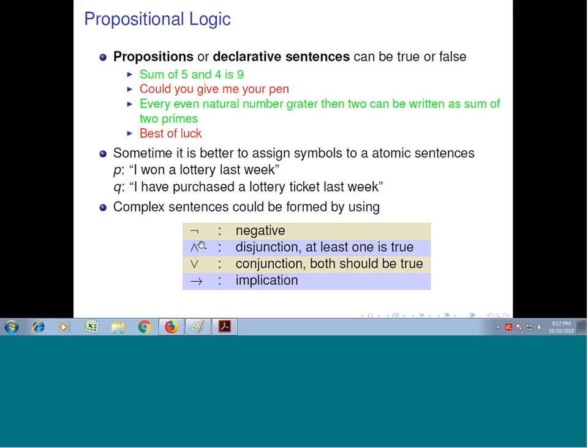You know what P or Q is? I won a lottery ticket last week, or I have purchased a lottery ticket last week. Both can happen, or at least one should happen. Implication: Q implies P means I have purchased a lottery ticket last week, therefore I won a lottery ticket last week. P implies Q means I won a lottery ticket last week, therefore I have purchased a lottery ticket last week. So this is the implication.